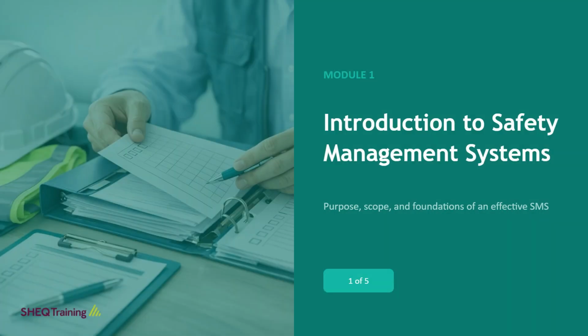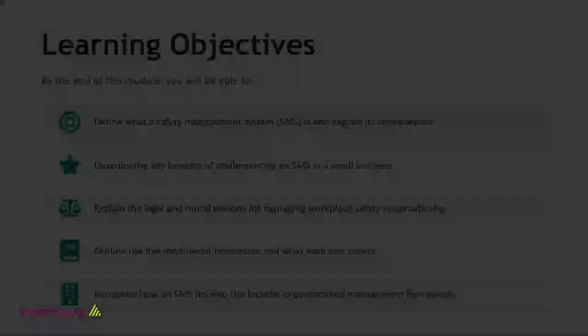Welcome to Module 1 of the Introduction to Safety Management Systems course. This is the first of 5 modules that together form a comprehensive online program. In this module, we'll lay the groundwork by exploring what a safety management system is, why it matters, and what you'll learn across the full course. Take your time with this introductory material. It provides the foundation for everything that follows.